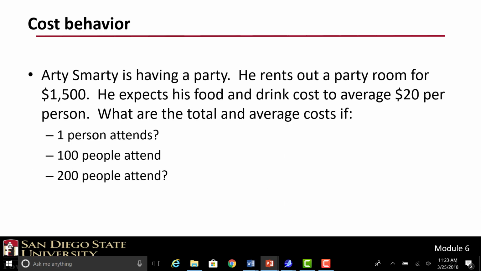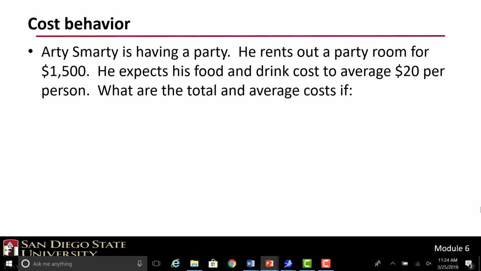Okay, so now let's do an example of some cost behavior to help us better understand some of these classifications. So Artie Smarty's having a party, and he rents out a party room for $1,500. And he expects his food and drink cost to average about $20 a person. So what are going to be the total and average costs if only one person attends, or 100 people attend, or maybe 200 people attend?